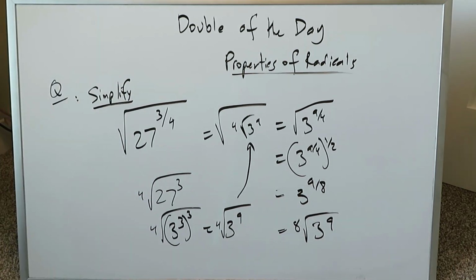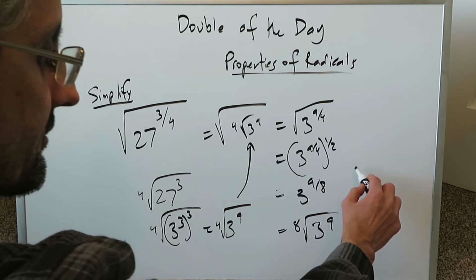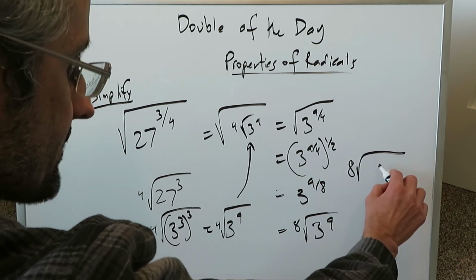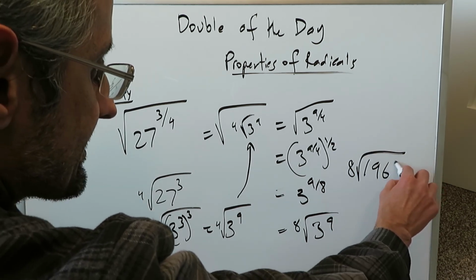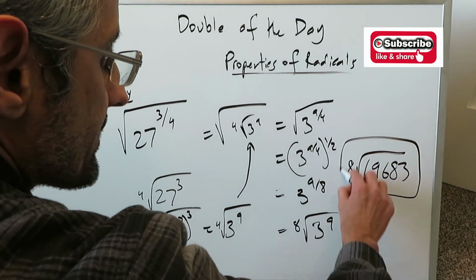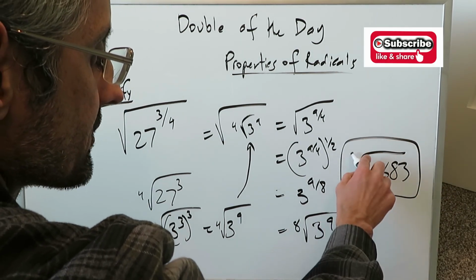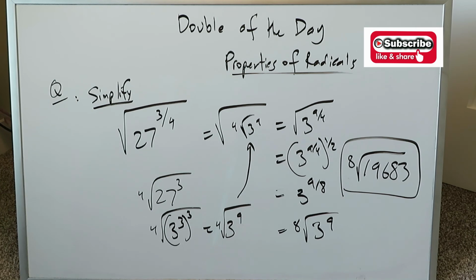If you want to bring a calculator and present a value for 3 to the 9, it would be 19,683. Your final answer would be the 8th root of 19,683, and that right there is your final answer.